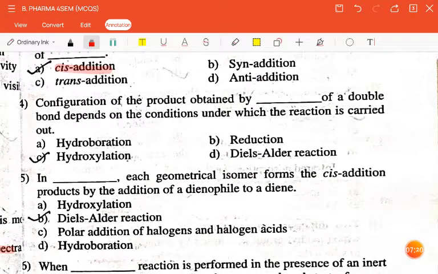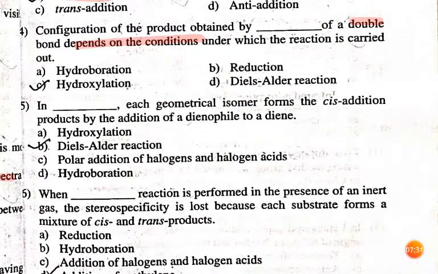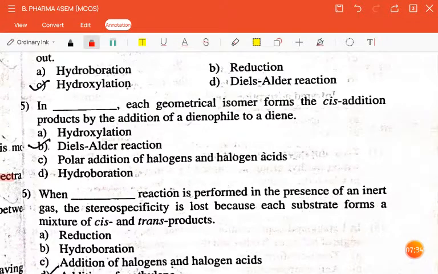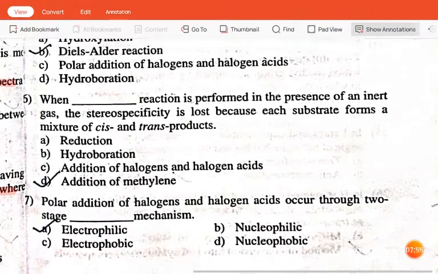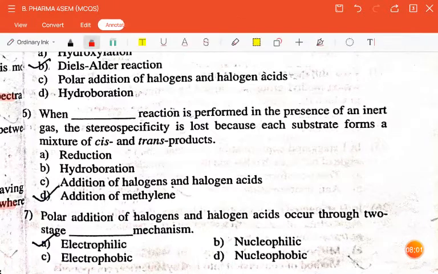The next question is: configuration of the product obtained by dash of a double bond depends on conditions under which the reaction is carried out. Hydroboration, reduction, hydroxylation, Diels-Alder reaction. So the correct answer is hydroxylation. In dash, each geometrical isomer forms the cis addition product by the addition of dienophile to diene. Hydroxylation, Diels-Alder reaction, polar addition of halogens and halogen acids, or hydroboration. So the correct answer is Diels-Alder reaction.